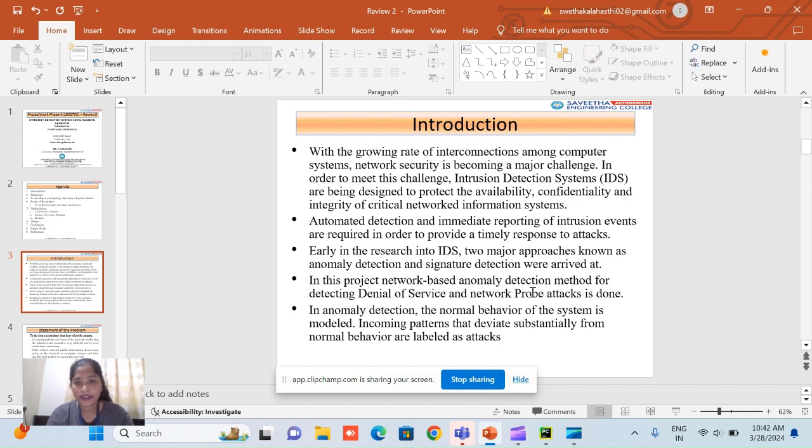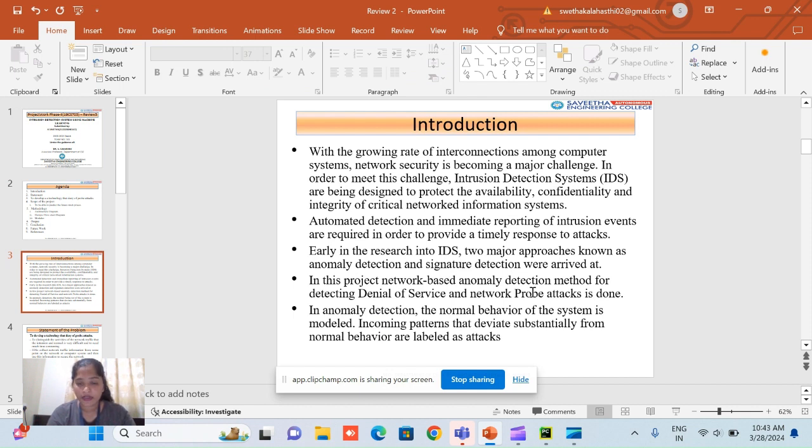With the growing rate of interconnections among computer systems, network security is becoming a major challenge. In order to meet that challenge, an intrusion detection system protects the availability, confidentiality, and integrity of information systems. Automated detection and immediate reporting of intrusion events are required in order to provide timely response to attacks. In this project, a network-based anomaly detection method for detecting denial of service and network probe attacks is implemented.